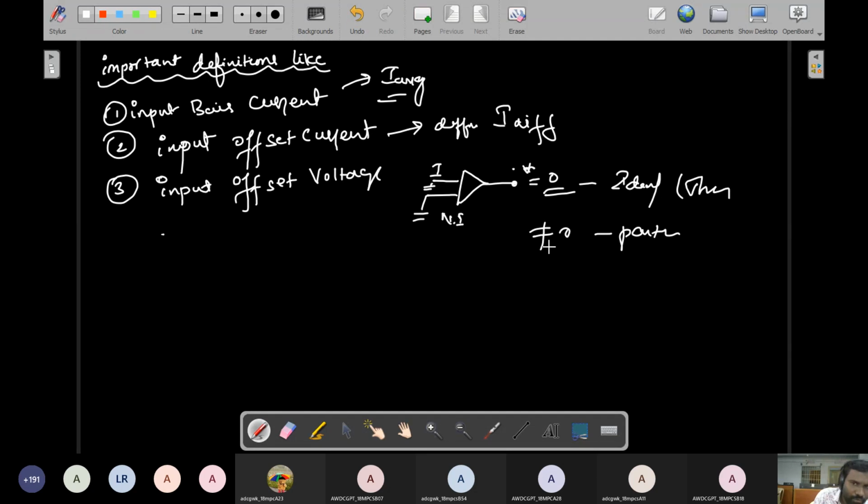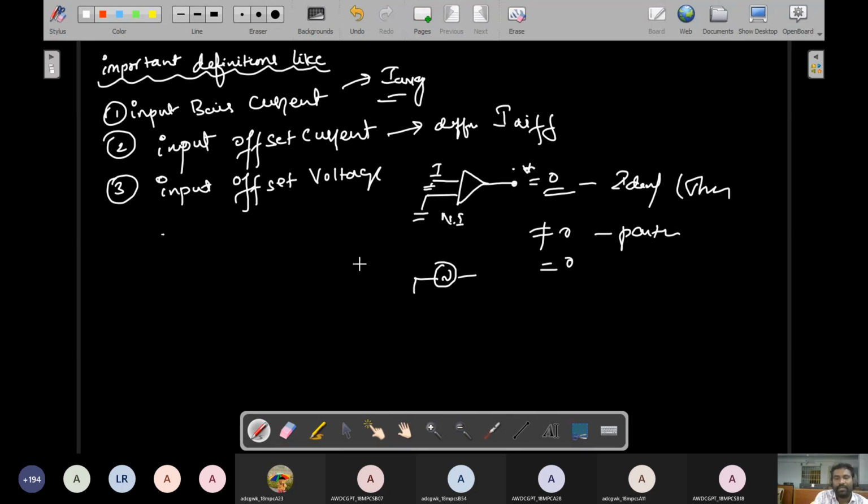We want to reduce that voltage, so we set it equal to zero by applying a small input signal to one of the terminals to bring the output to zero. This small voltage is called the input offset voltage.